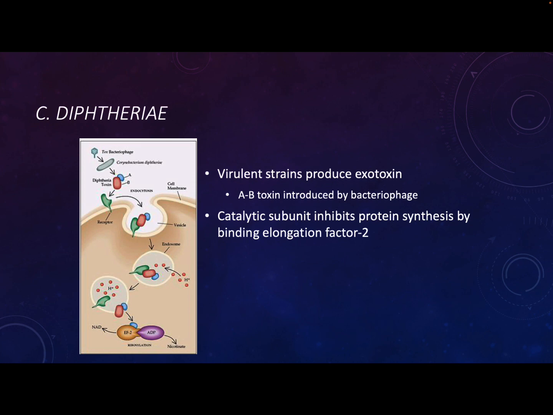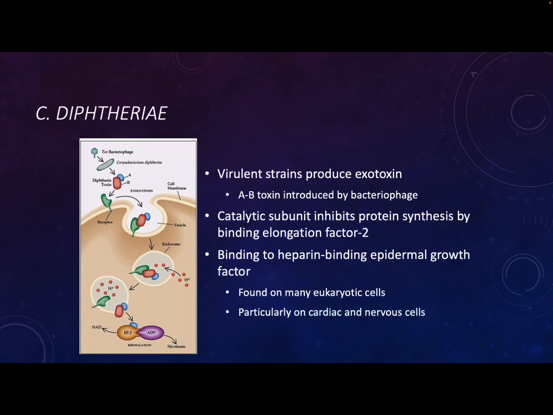What the toxin does is it interferes with elongation factor 2, which is an important one for protein synthesis. And that causes the cell to die. If you can't make proteins, eventually you will die.